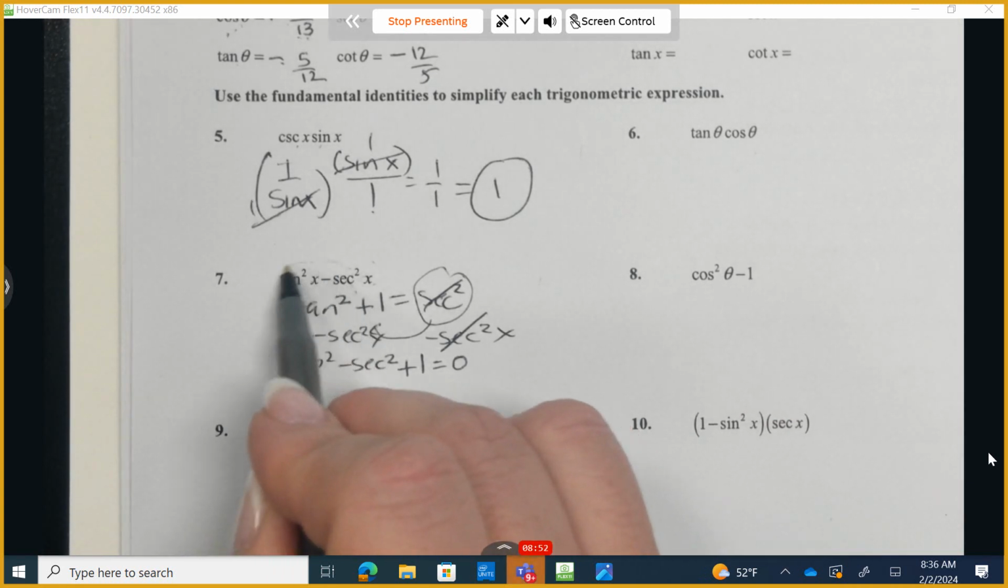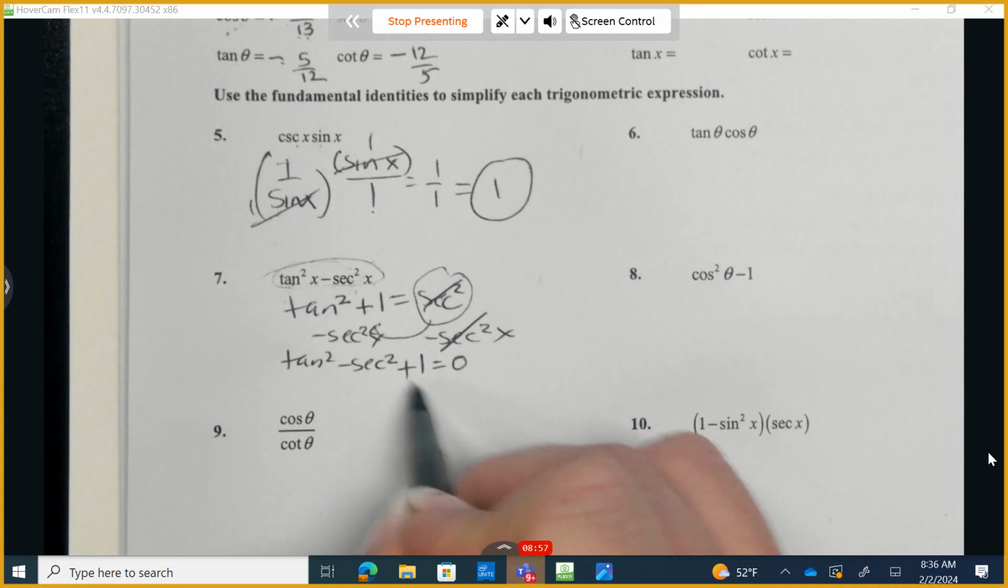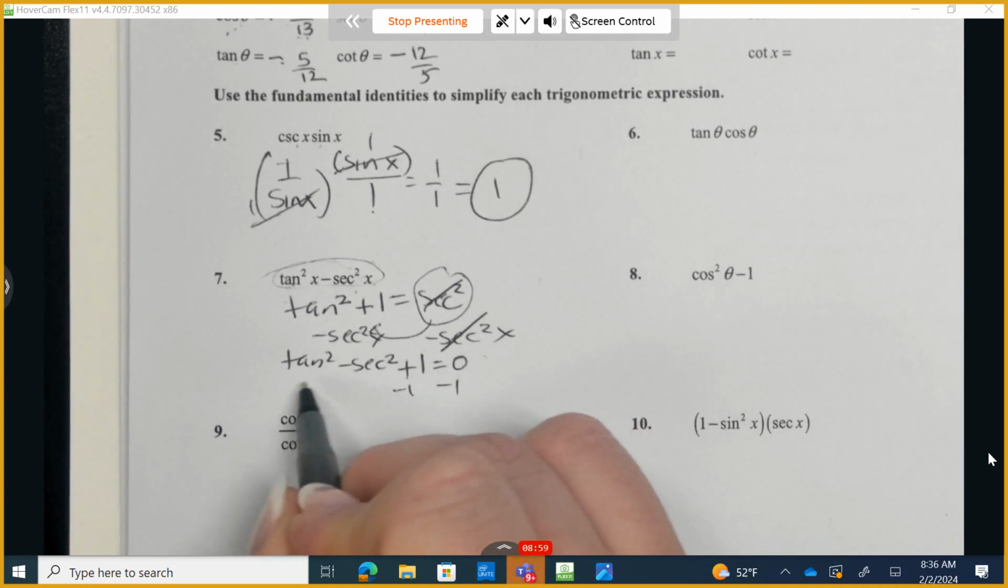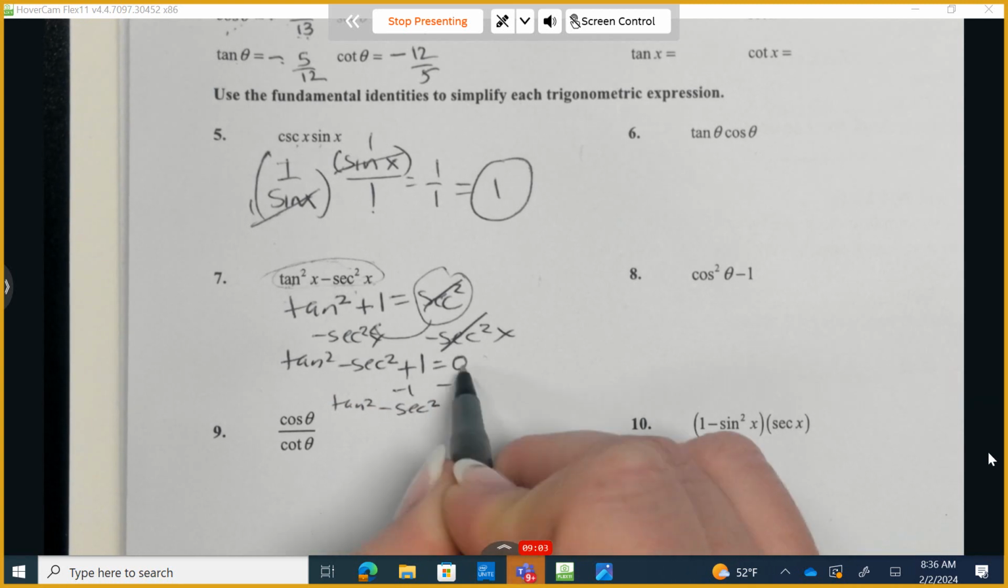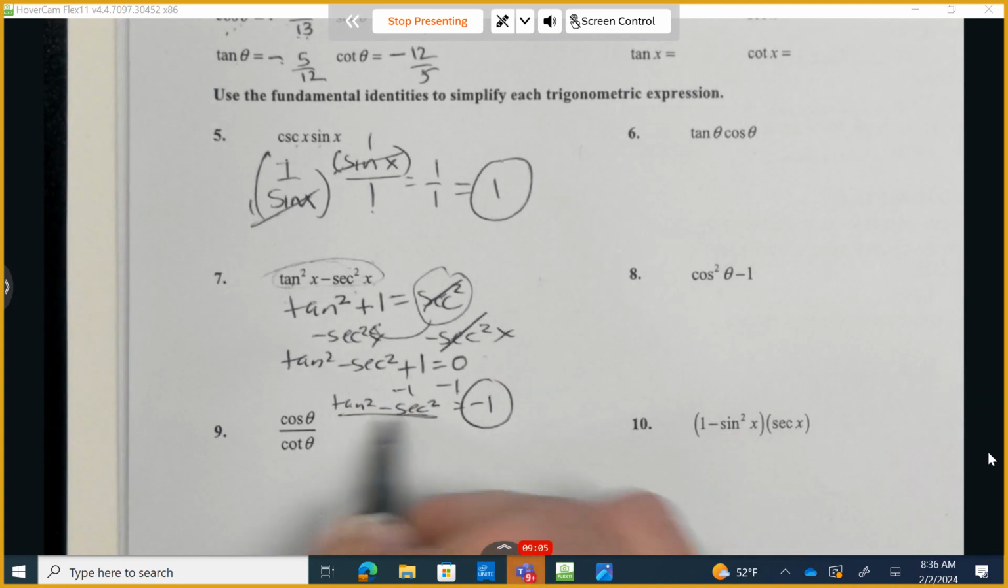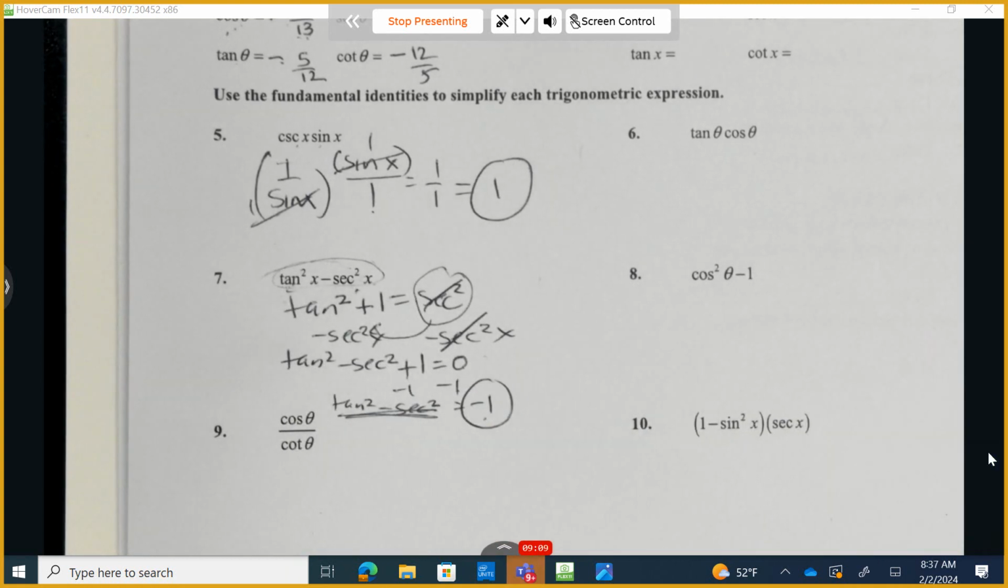Okay, so all I want to have on one side of the equation is simply tangent squared minus secant squared. So I need to move this 1 to the opposite side. And I'm left with tangent squared minus secant squared equals 0 minus 1, which is negative 1. When I have this by itself, what is it equivalent to? It's equivalent to negative 1.